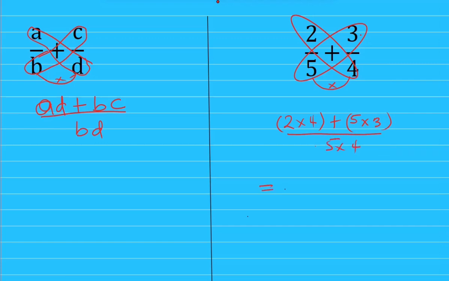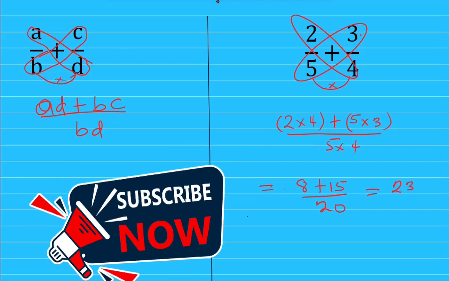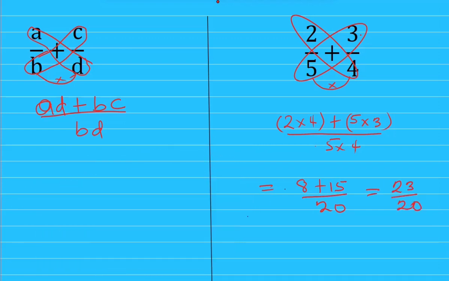Then let's simplify and see what we are going to get. So you're going to have 8 plus 15 out of 20. And 8 plus 15 will give us 23 out of 20. Since this expression here is an improper fraction, we can decide to simplify further and rewrite it as one whole number 3 out of 20, which is going to be our final answer.